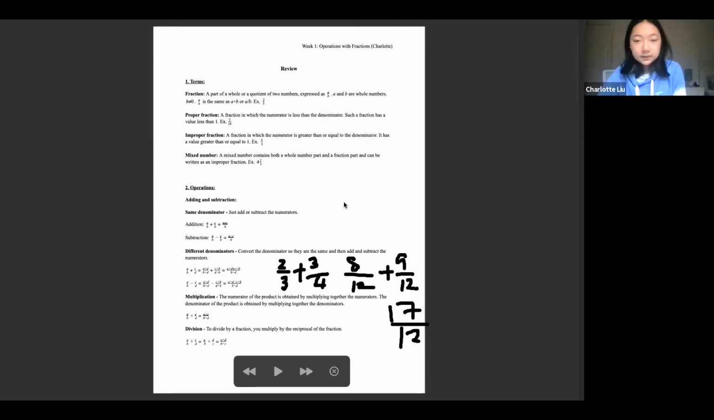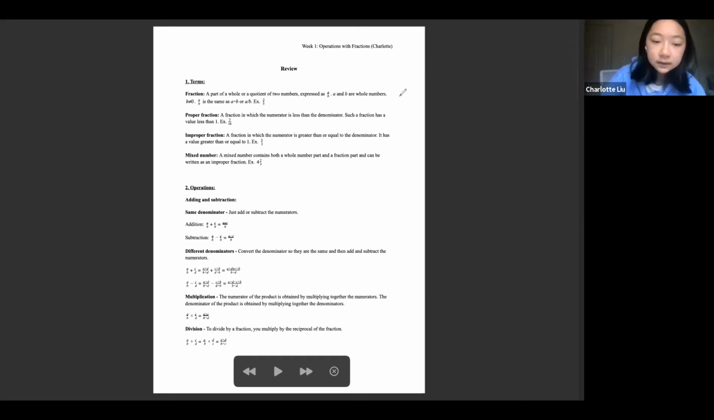Same thing goes with subtraction. Multiplication is pretty easy. You just multiply the numerators and the denominators together. So a over b times c over d will equal a times c over b times d. And then for division, to divide by a fraction, you have to multiply by the reciprocal of the fraction.